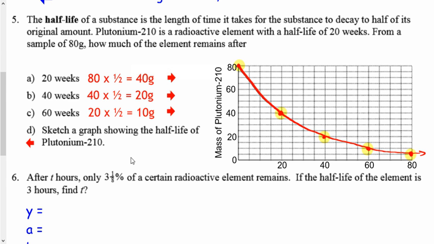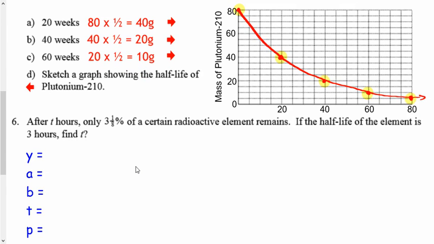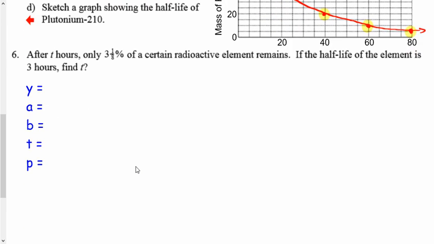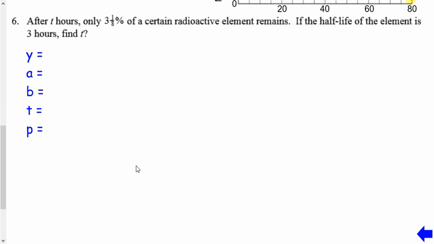Now, question number 6 is also dealing with a half-life, but a different element. After T hours, we're told that only 3 1/8% of the radioactive element remains. So let's imagine that we are beginning with 100%. So my initial amount is 100%, and I could write it as a 1 or as the 100. I chose to do it as 100 this time. It's not going to matter.